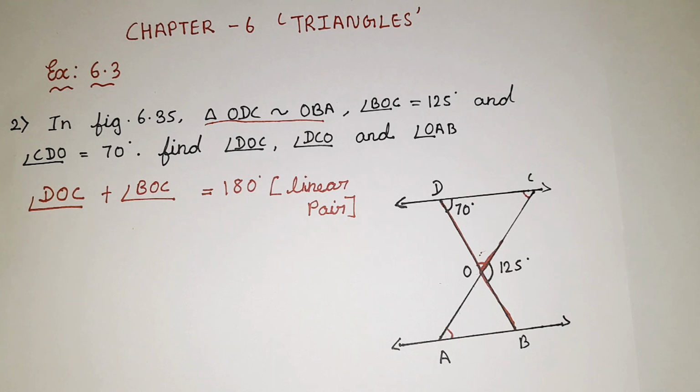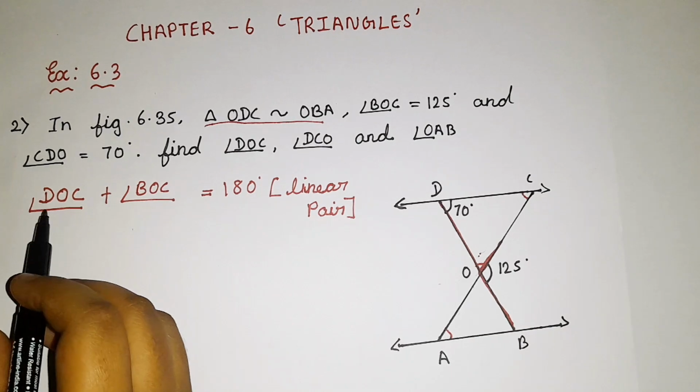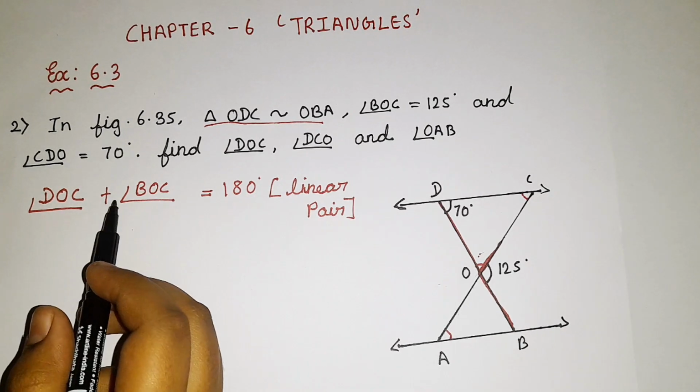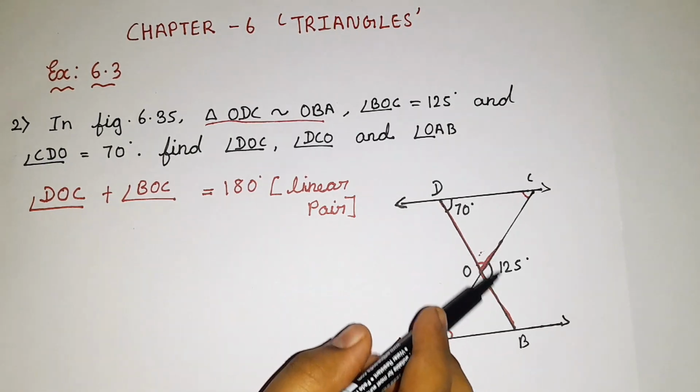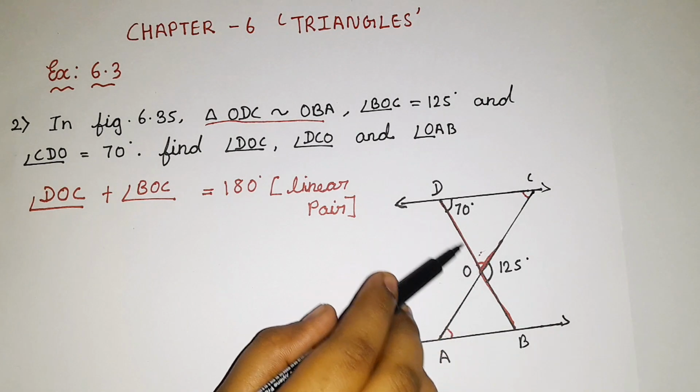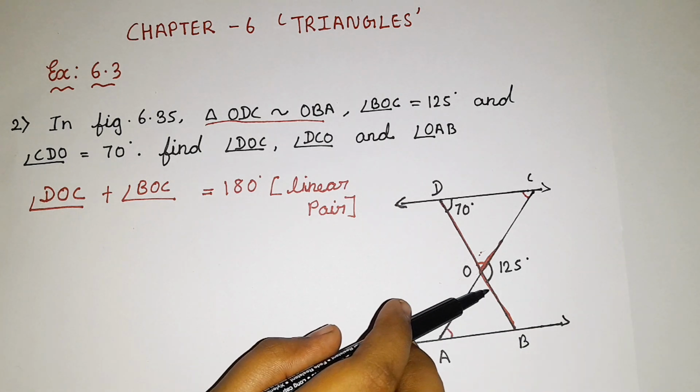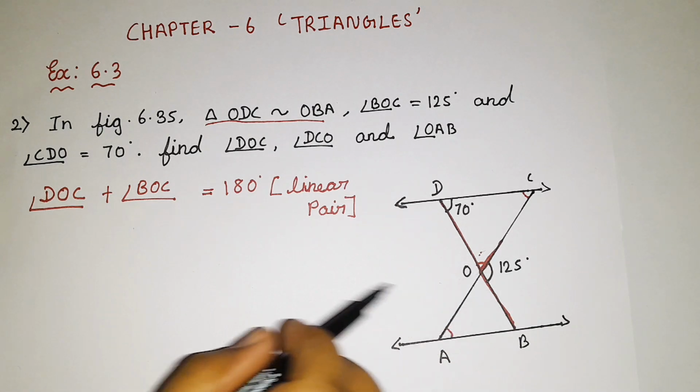Okay, and one more thing, the sum of angles of a linear pair is 180 degrees. Alright, I hope you guys know this. Now let us come back to the question. So here, why did I take angle DOC at first? Because when I see angle DOC and angle BOC, I get that linear pair. Just because I knew this, I took both the angles at first.